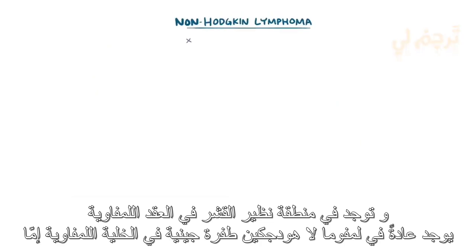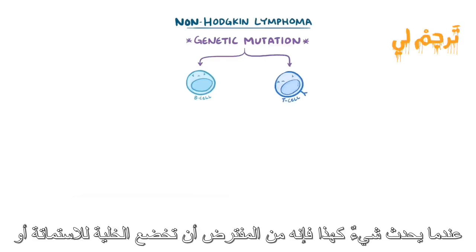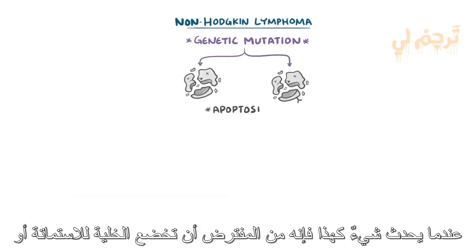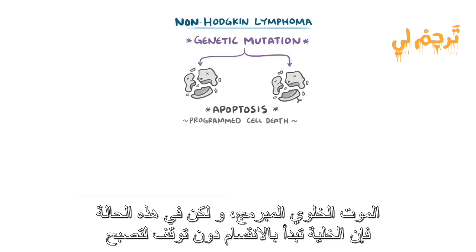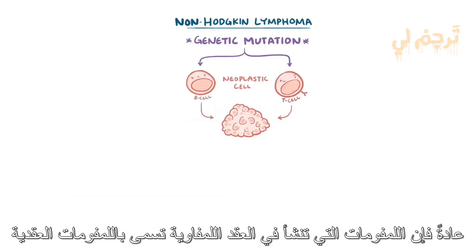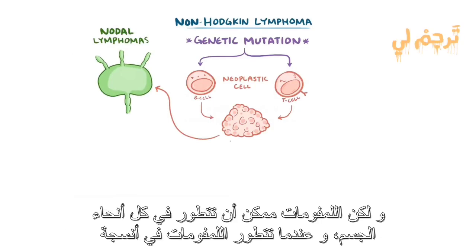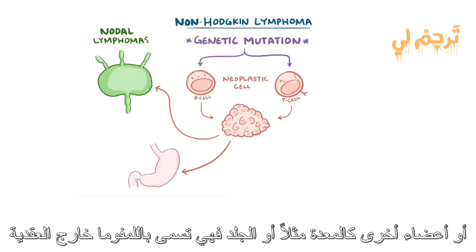In non-Hodgkin lymphoma, there's usually a genetic mutation in a lymphocyte, either a B cell or a T cell. When something like that happens, cells are supposed to undergo apoptosis, or programmed cell death. But instead, the lymphocyte starts to divide uncontrollably, becoming a neoplastic cell. Usually, lymphomas develop in lymph nodes, and they're called nodal lymphomas. Lymphomas can happen anywhere in the body, though, and when they develop in other tissues and organs, like the stomach or skin, they're called extranodal lymphomas.